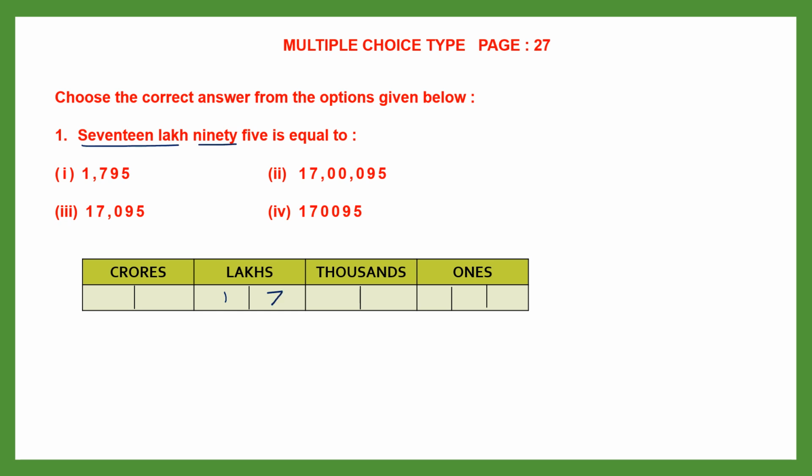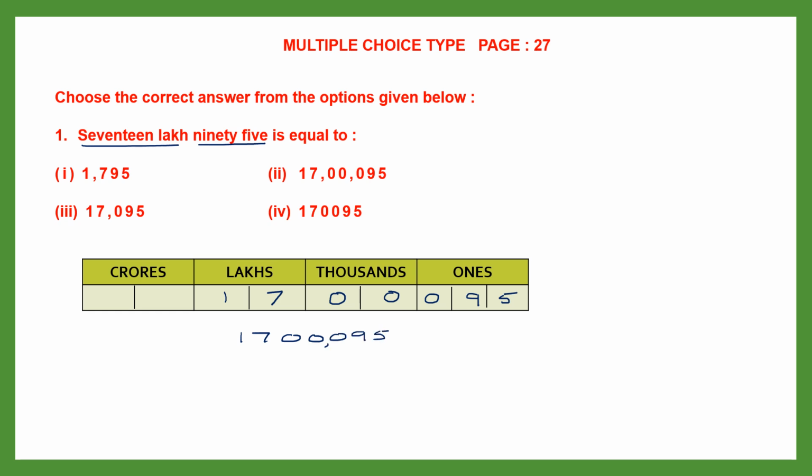Now it says only 95. So 95 will come in the ones period here, 95. So what about all these places here? We need to put 0. So there'll be a 0 here in the thousands place, a 0 in the hundreds place. So what is the number that we have? 17000095. Now let's place our commas according to the periods.